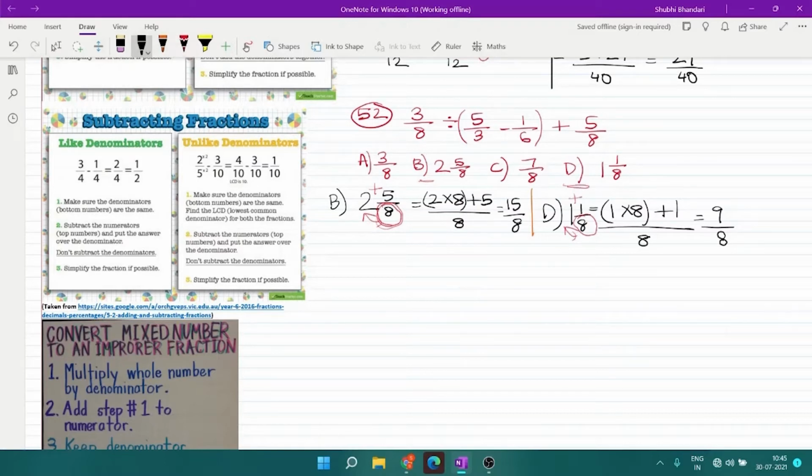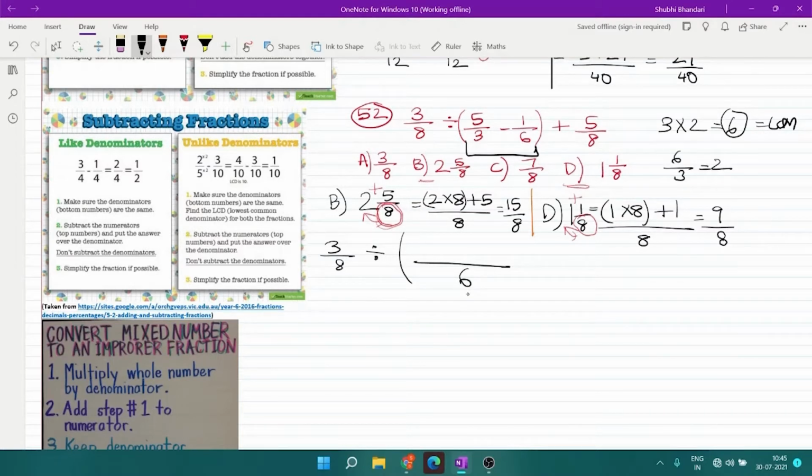Now solving this question, we get 3 by 8 divided by, now to evaluate the terms under the bracket, we see whether the bigger denominator is in the table of smaller. Here 6 is in the table of the smaller denominator 3, because 3 into 2 is equal to 6. So 6 becomes our LCM. So writing our LCM at the bottom, now 6 divided by 3 gives us 2, and 6 divided by 6 gives us 1. So we multiply 2 with the numerator of 5 by 3, and we multiply 1 with the numerator of 1 by 6.